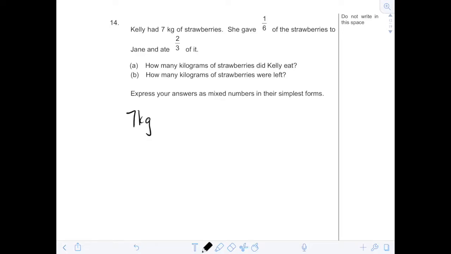Would you prefer to draw a model for this? Maybe we should draw a model for this. So Kelly had 7 kg. Alright, first we are going to split this into 6 parts.